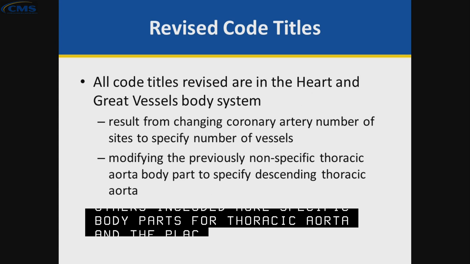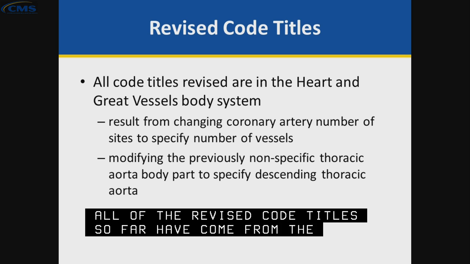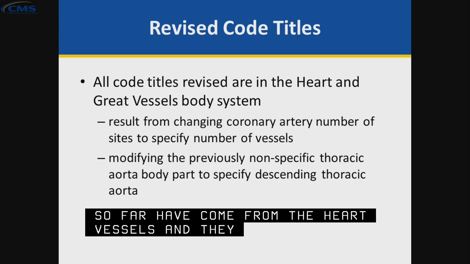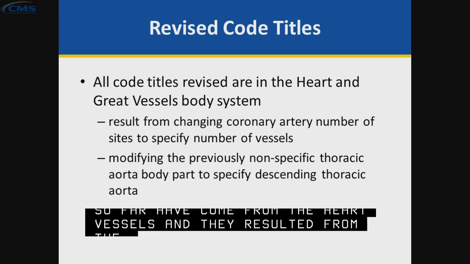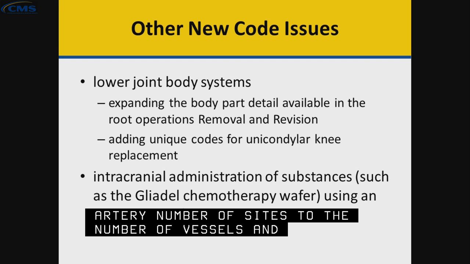All of the revised code titles so far have come from the heart and great vessels, and they resulted from the changing from the coronary artery number of sites to the number of vessels, and changing the previously non-specific thoracic aorta body part to specify the descending thoracic aorta.